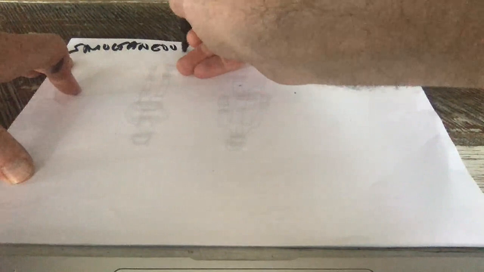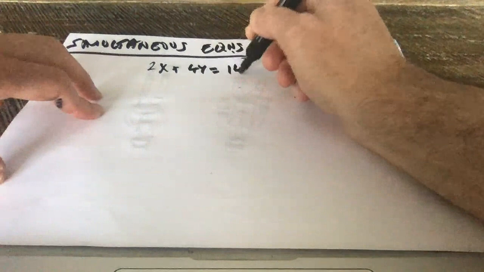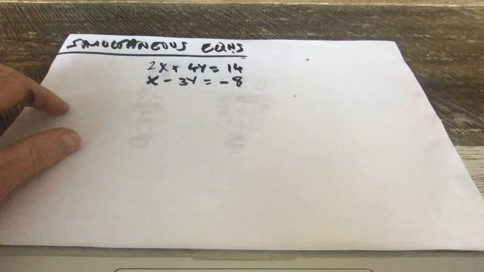Now I'm going to use the example that's in the book just to start us off. It doesn't matter what the example is. 2x plus 4y is equal to 14, and x minus 3y is equal to minus 8. So this is the example. This is on page 269 of the book.